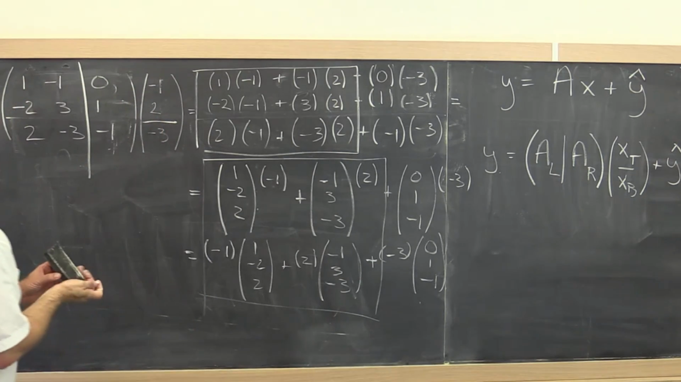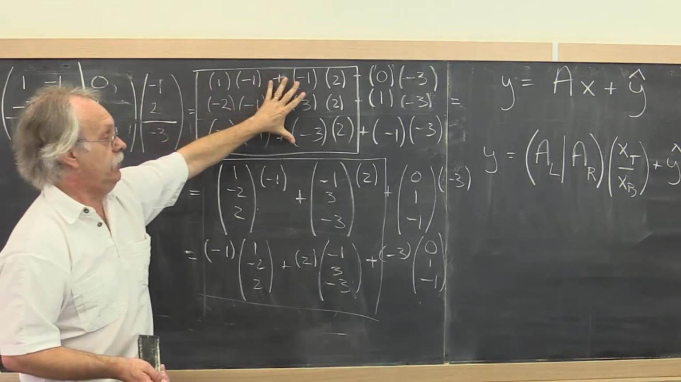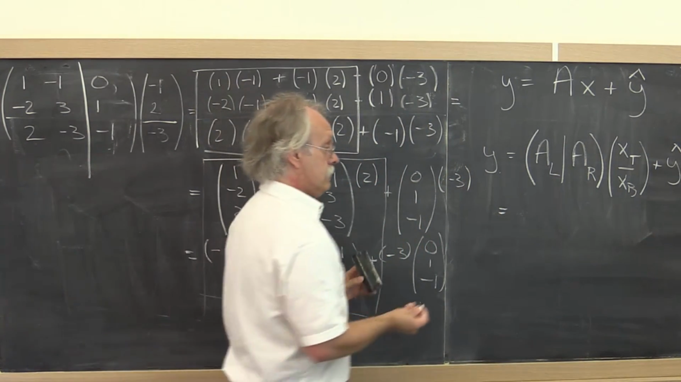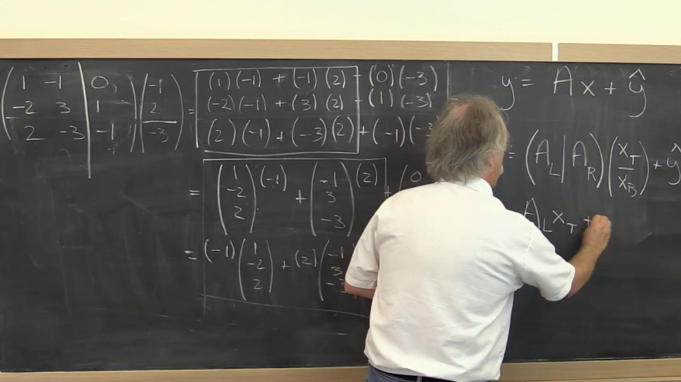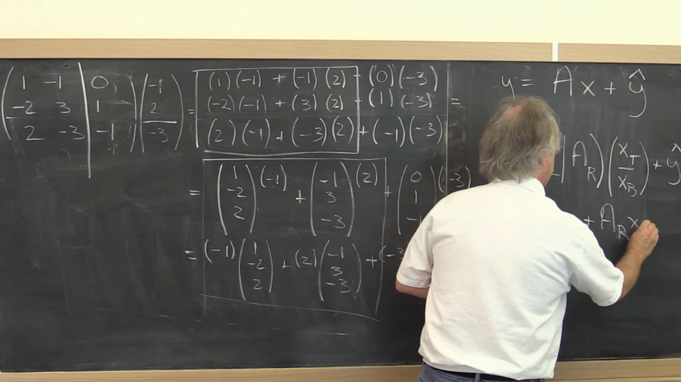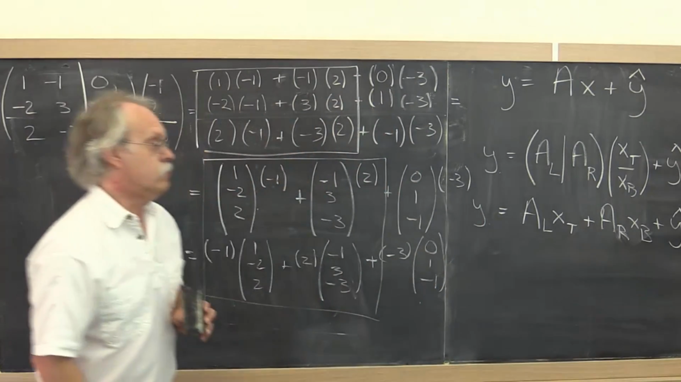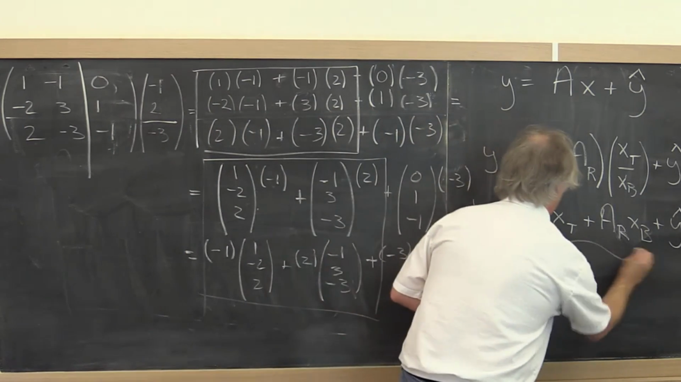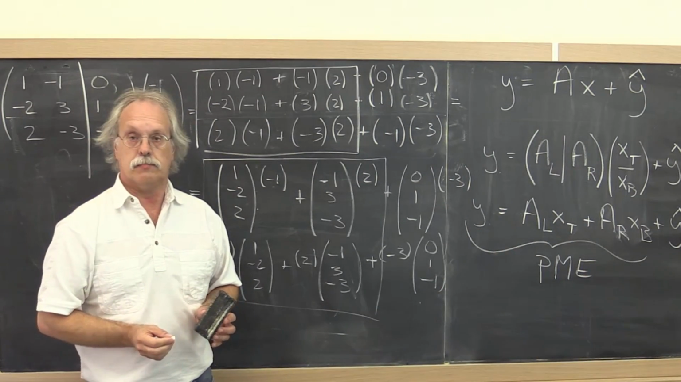And then the fact that you do this times that plus this times that over here suggests that linear algebra tells us that this is the same as the left part of A times x top plus the right part of A times x bottom plus y hat. And what is that? That is an alternative partitioned matrix expression.